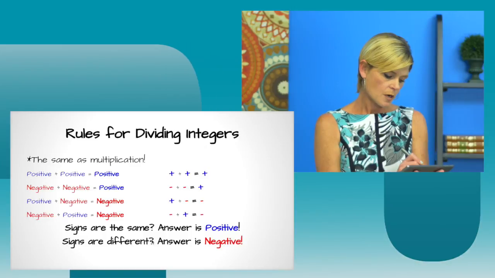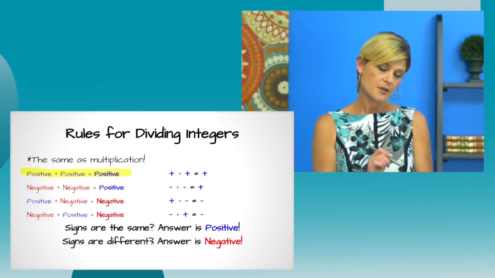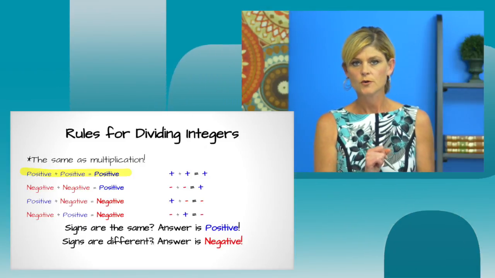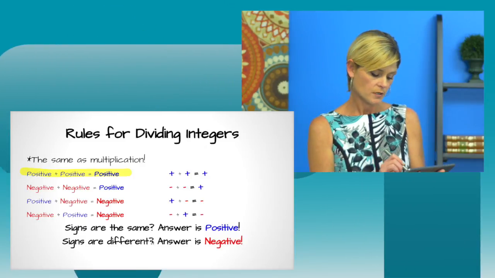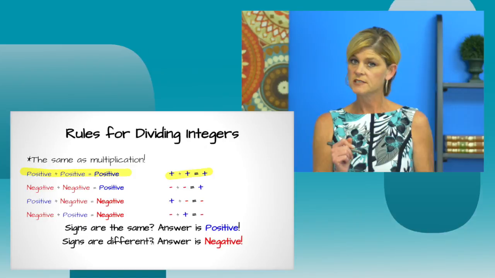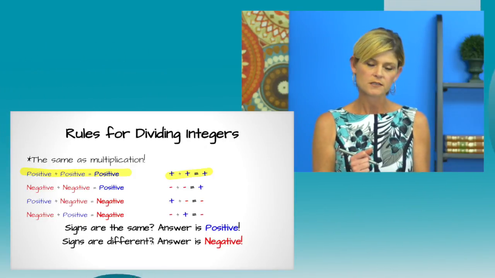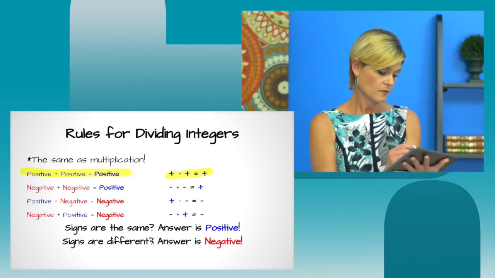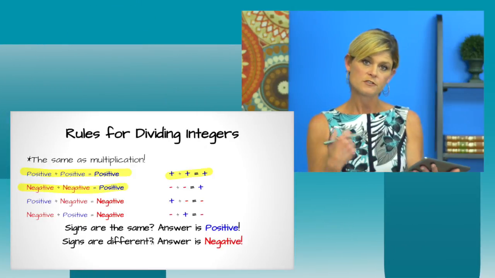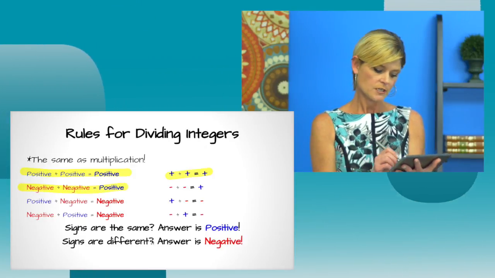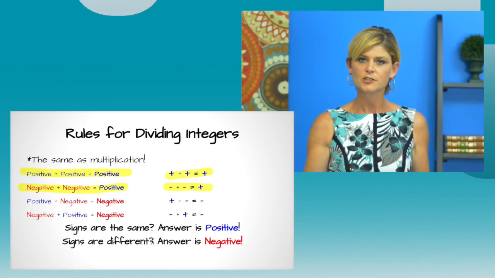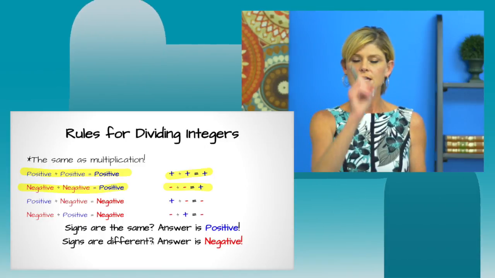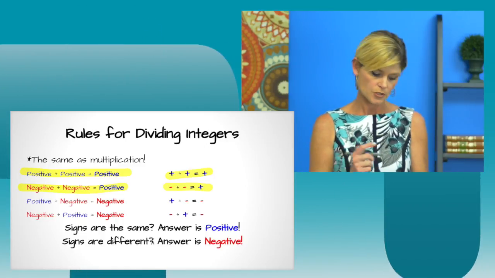Remember, our positive numbers are in blue and our negative numbers are in red. We said in the last video, if you have a positive and a positive, you get a positive. Same thing with dividing. A positive integer divided by a positive integer gives you a positive integer. A negative integer divided by a negative integer gives you a positive integer. Exactly the same as multiplication, just replace the times sign with the division sign and you're good to go.